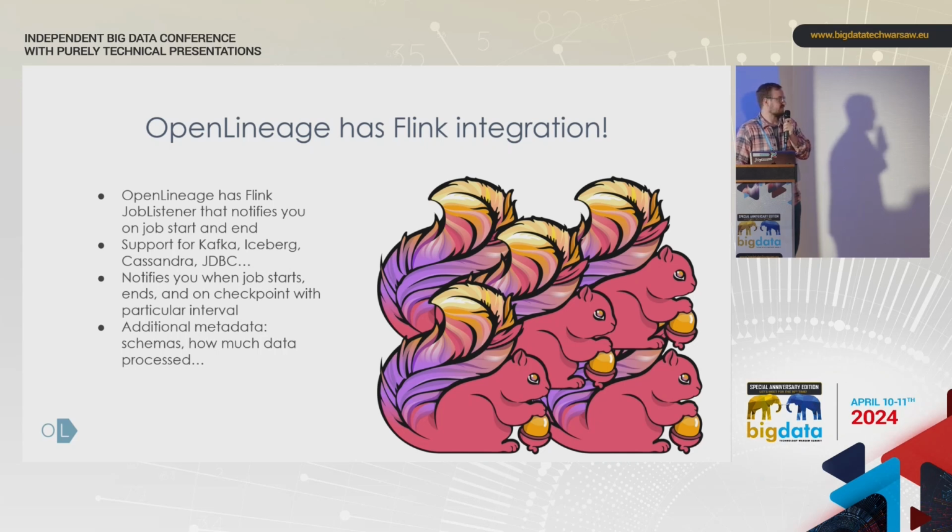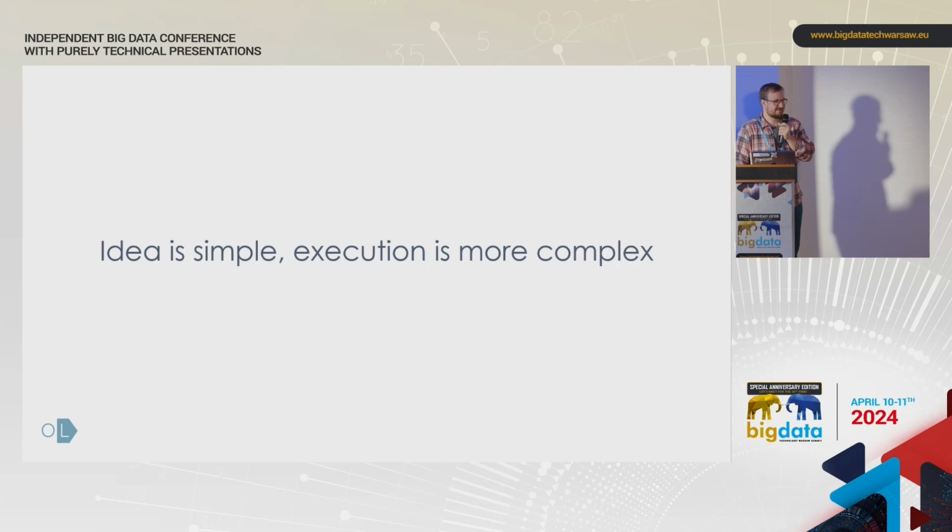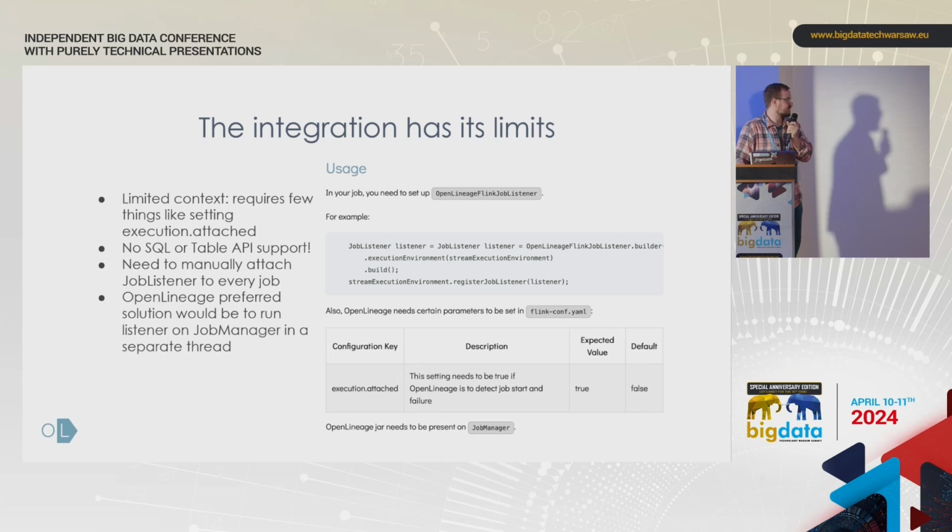So OpenLineage has a Flink integration, right? It relies on Flink's interface, the job listener, that notifies us when the job starts and ends. The integration supports multiple connectors like Kafka, Iceberg, Cassandra, JDBC, and it notifies you when the job starts, ends, and on some particular interval. It sends additional metadata, like the schemas of the data and how much data was processed. But sometimes the stuff is more complex underneath, so it has some limits.